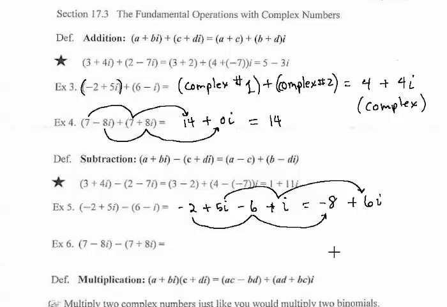And this -8 and 6i cannot be combined, just like if it were a -8 and a 6x. Of course, x is a variable that represents an unknown number, but i is just a different type of number. But you treat them as if they were variables when you add and subtract them.